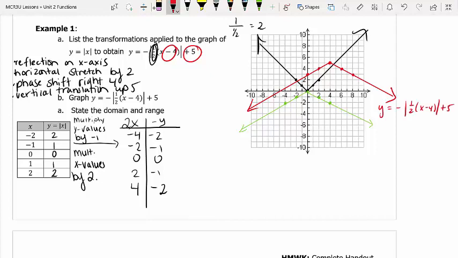Okay, let's go ahead and state the domain and range. Remember, state the domain and range for that final transformed graph. Obviously our domain is going to encompass all values of x, so there's no restrictions on the domain. Our range, however, only encompasses y values that are less than or equal to 5.